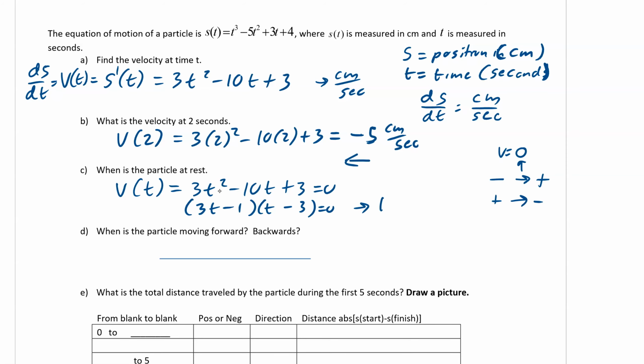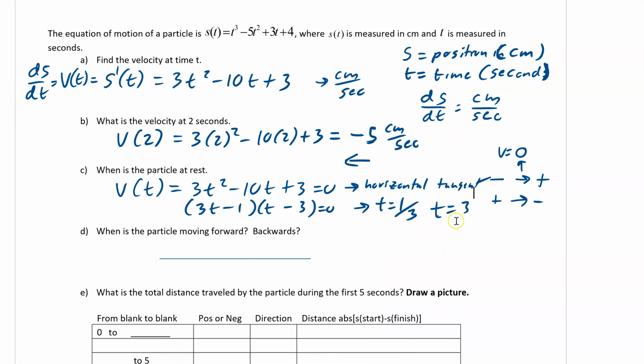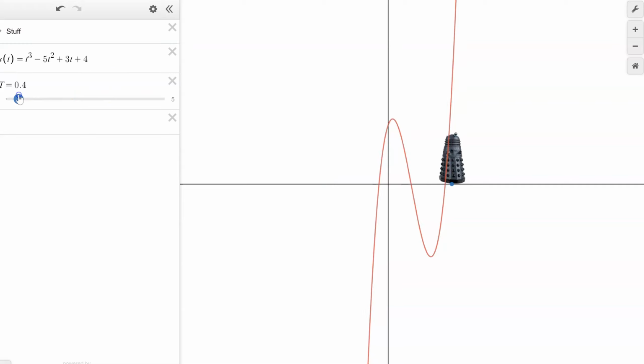And we would end up with t equals 1/3 and t equals 3. Now if you remember, if it's 0, this means we have a horizontal tangent. So if we look at our function right there, you can see it's 1/3, and right there it's 3. So those were the two numbers we got, 1/3 and 3. Those are our horizontal tangents, and so what that means is that at 1/3 our object stops.